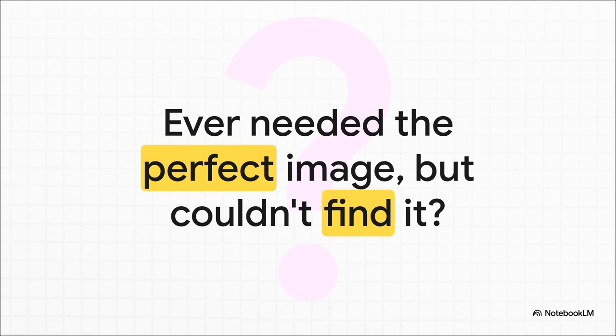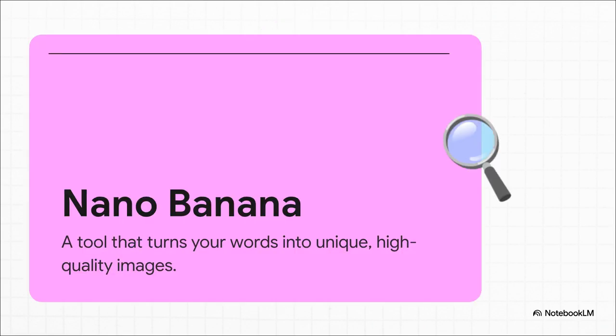You know the feeling, right? We've all been there. You've got this super specific idea in your head for a presentation or maybe a social media post, but you're just endlessly scrolling through stock photos and nothing is quite right. You need something unique, something that actually matches your vision. And that's exactly the problem Nano Banana is here to solve. It's a really simple but incredibly powerful tool that takes your written descriptions and just poof, turns them into original, high-quality images.